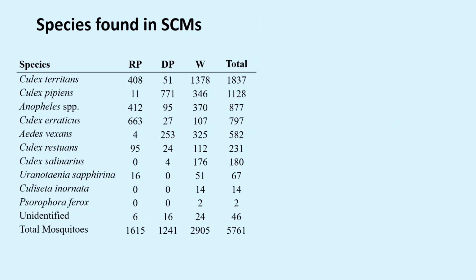All right, I'm going to go through a few different results here. This is a table of all of the species we found in the different categories. You see we've got RP for retention ponds, DP for detention ponds, and W for wetlands, and then a total along the edge. And we have all the different taxa that we collected here. I would point out that we found basically 10 different species or taxa in our samples, and I just wanted to highlight a couple of these, particularly the most common ones.